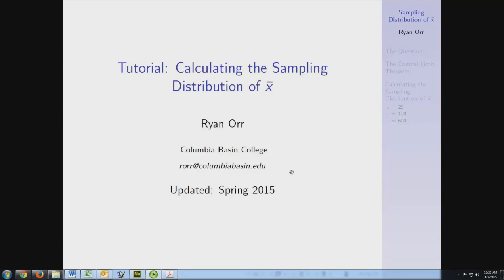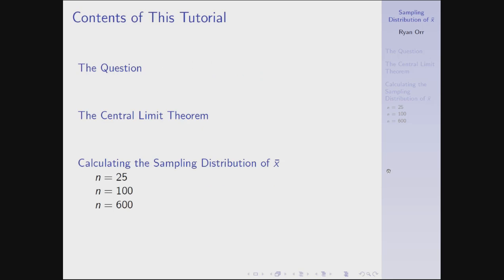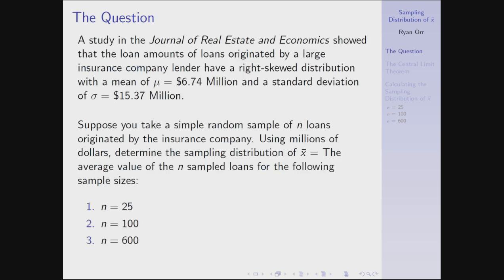Alright, today we're going to look at a tutorial on how to calculate the sampling distribution of a sample mean. There's going to be a couple parts to this tutorial today. First we'll look at the question. We're going to do a little bit of review on the central limit theorem. We're going to need that for calculating the sampling distribution. And then we're going to actually calculate the sampling distribution for a few different sample sizes.